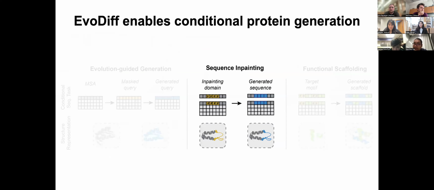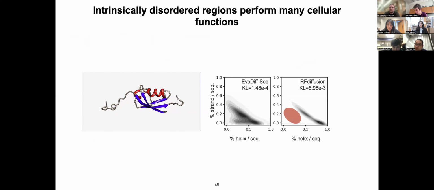Now, one of the tasks that we wanted to really explore was this idea of sequence inpainting of disordered regions. So given a protein sequence with a disordered region, can we give it a new plausible intrinsically disordered sequence? Now, I want to quickly turn back to this example that we had given earlier, and it's that these structure-based methods really lack the ability to generate disordered structures, mostly because it's just not included in our data set. Whereas we know that EvoDiff-seq is capable of doing so, as well as EvoDiff MSA.